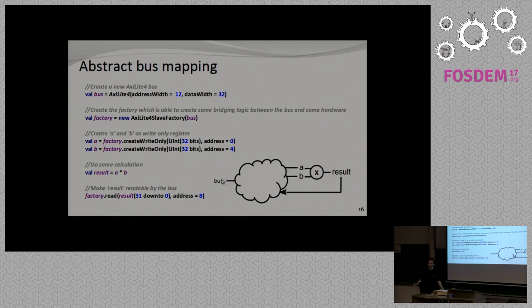So it could be alright, but it's not the only solution. Here there is an example. For example, if you want to create an AxiLite bus, you can write it like that. And then you can use an AxiLite slave factory tool.